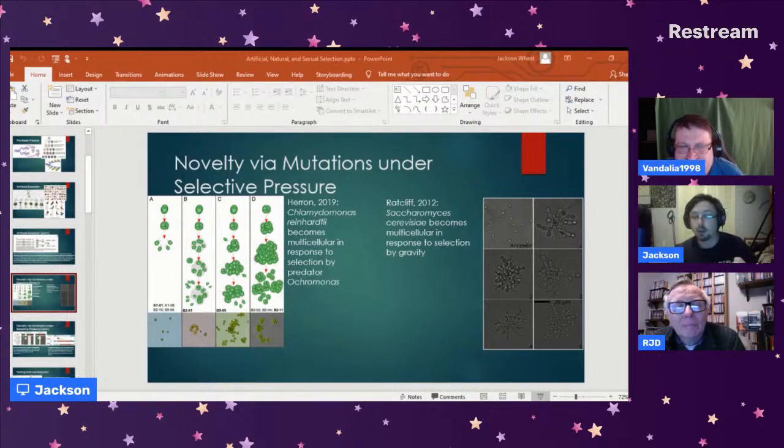a predator. Right. So what Ratcliff et al. did was they took the yeast, this is baker's yeast, and they identified which ones settle out fastest in a test tube, and then they took the ones that settled out fastest and put them in a new test tube, and the rest were discarded. And so they did this over and over and over, and they realized that certain ones were settling out faster than others. And the reason was they became multicellular.